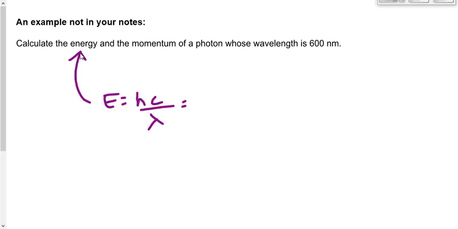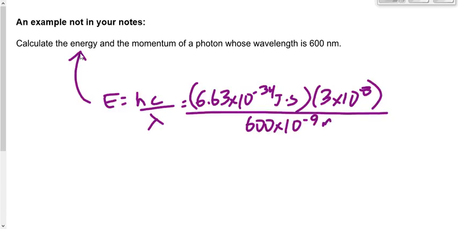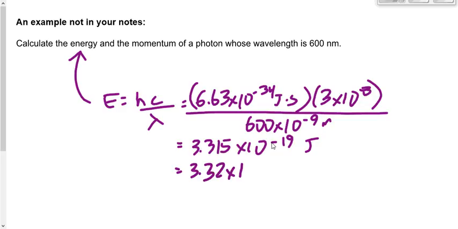If we want to find the energy in joules, then we're going to say 6.63 times 10 to the minus 34 joule seconds. If we want to find it in electron volts, then we'd use the other value, 4.14 times 10 to the negative 15 electron volt seconds. Multiply that by the speed of light, 3 times 10 to the 8, divided by the wavelength of 600 times 10 to the minus 9. And I think when we do this, we get 3.315 times 10 to the negative 19 joules, which we would round to 3 digits, 3.32 times 10 to the negative 19 joules.